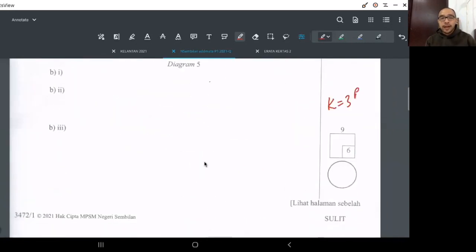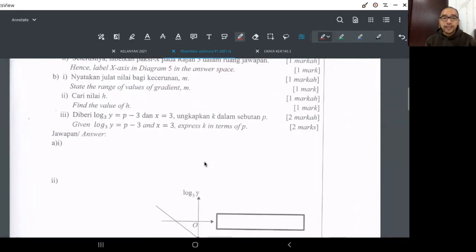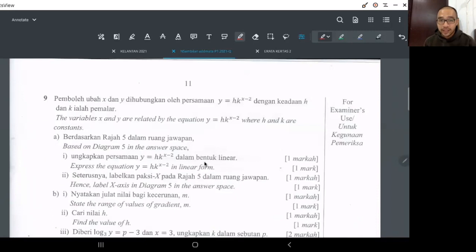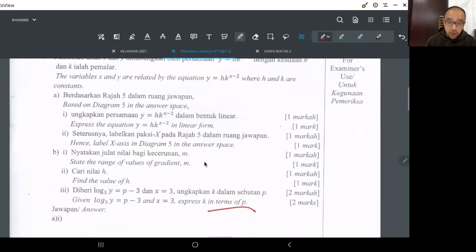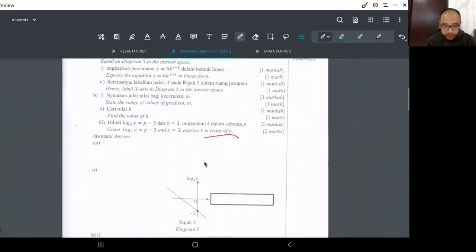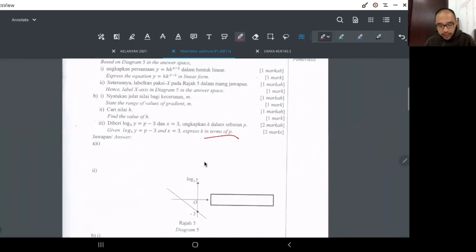Number 9, unfortunately, I can only give you the answer to the last one, because if I give you everything, I have nothing to do already. The answer is k equals 3 to the power of p. And this is a linear law question. You know why it's linear law? Because you see the straight line and you know this one and this one. So how do you express this? You have to log both sides.